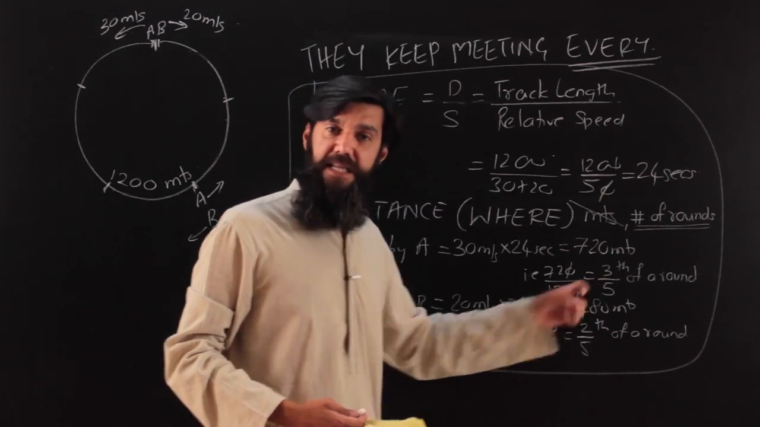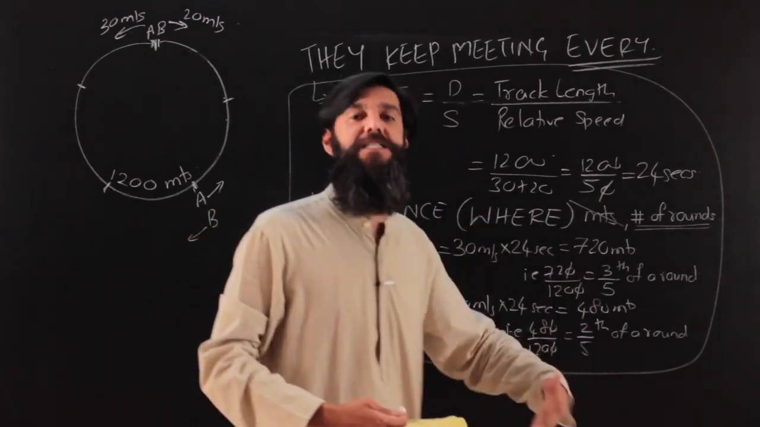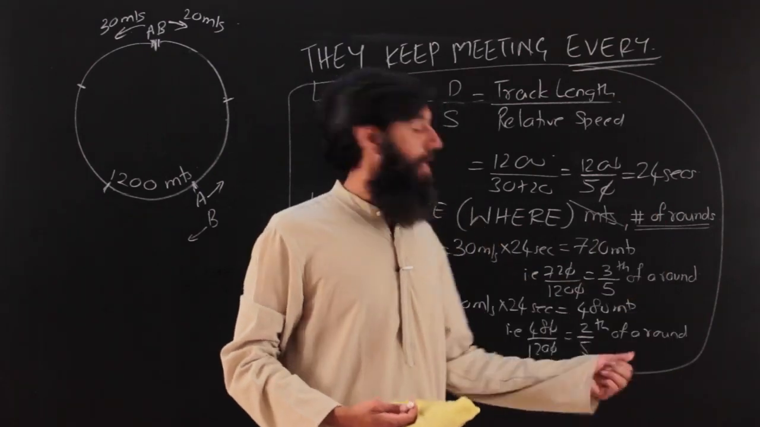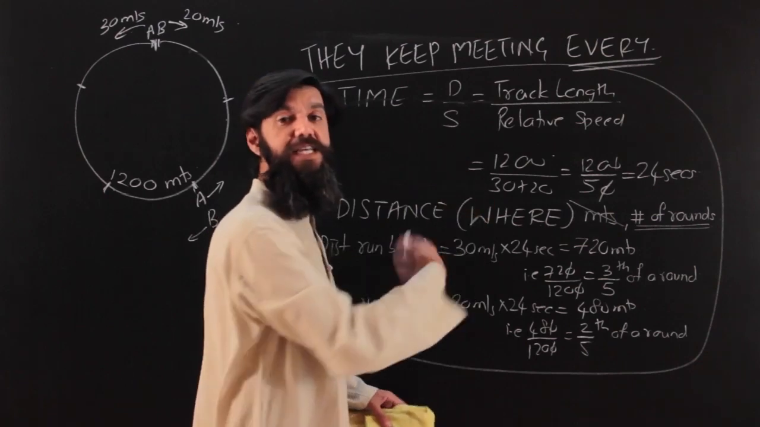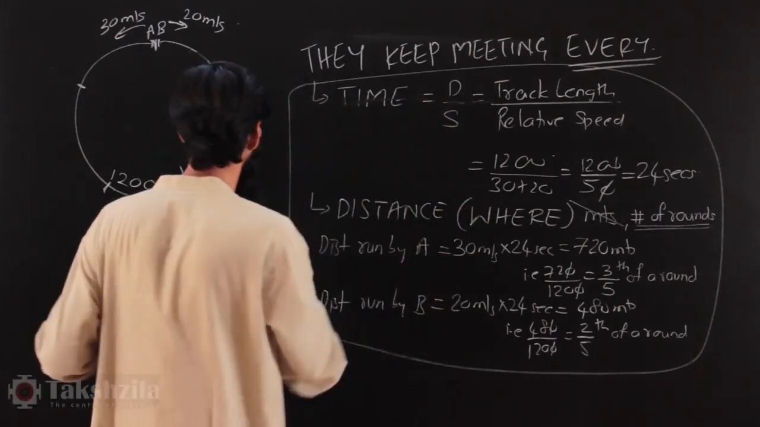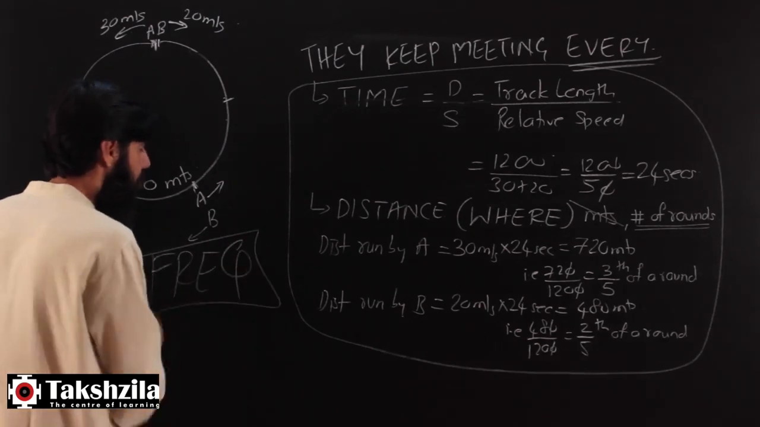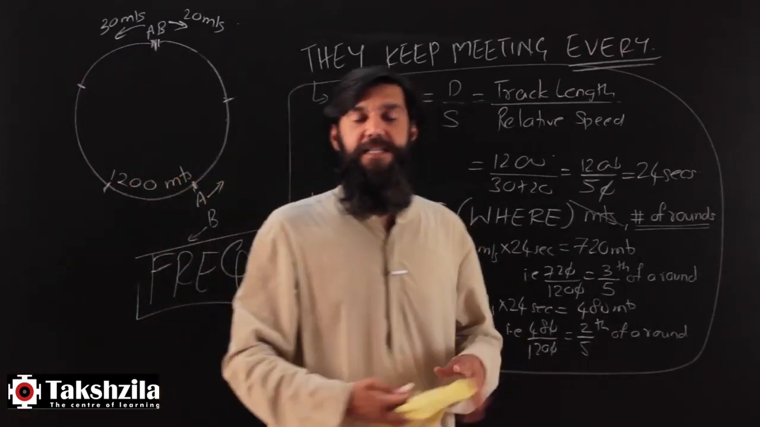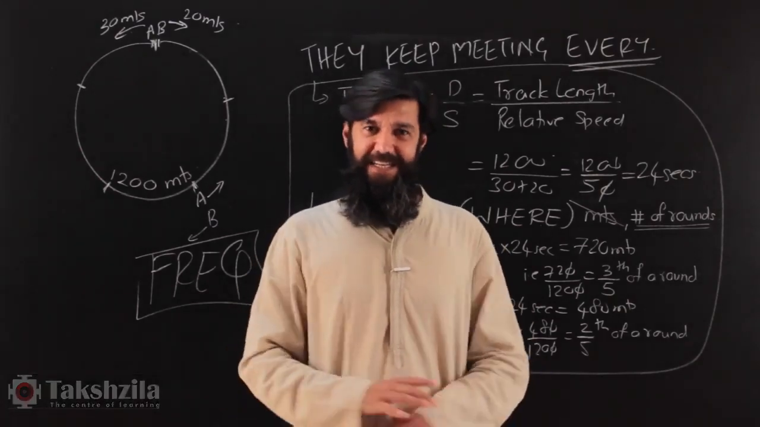After every 24 seconds, they would meet. Whenever A has run 3/5 of a round, they would obviously meet for the first time. But more important, whenever he has done 3/5 of a round, they would meet. Whenever A does 2/5 of a round further, they are going to meet. So this is the frequency of meeting. If you need another word, the frequency. So this thing keeps repeating, and you'll get the second, third, fourth, fifth meeting, which is what we will learn next.